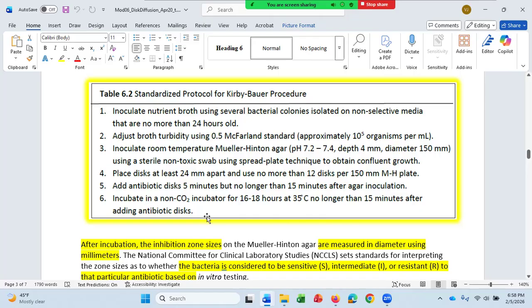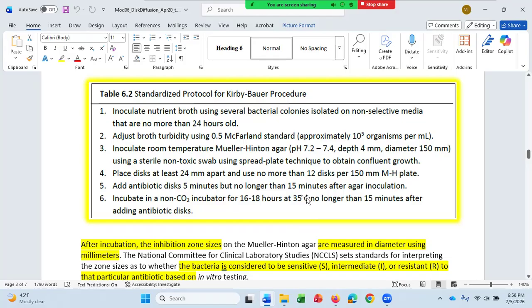Any question about that? I'm not sure what the CO2 incubator would do to the size of the zone of inhibition. It might not do anything, but we always use a non-CO2 incubator. You always allow the bacteria to grow for 16 to 18 hours. If you allow longer, the size of the zone of inhibition may be smaller. And you always grow it at 35 degrees C.